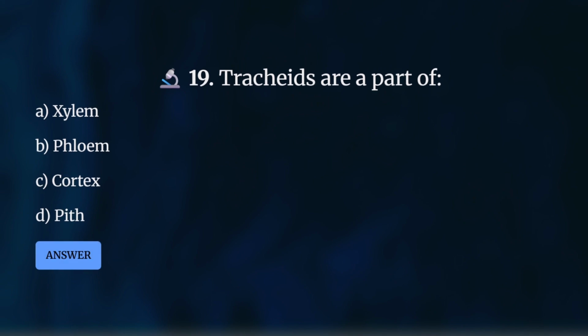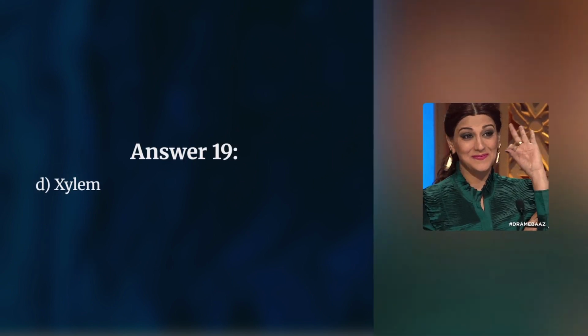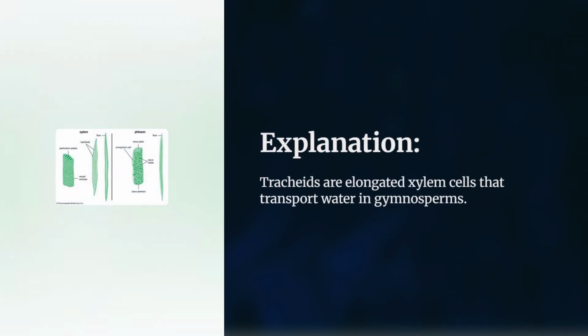Question number 19. Tracheids are a part of? Options are A. Xylem, B. Phloem, C. Cortex, D. Pith. Correct answer is xylem. Tracheids are elongated xylem cells that transport water in gymnosperms. Gymnosperms means the non-flowering plants.